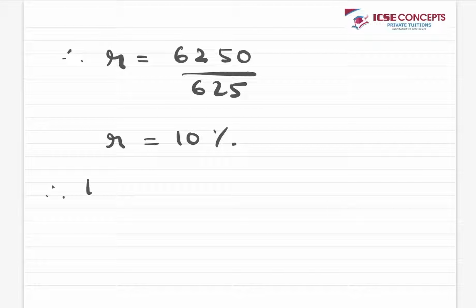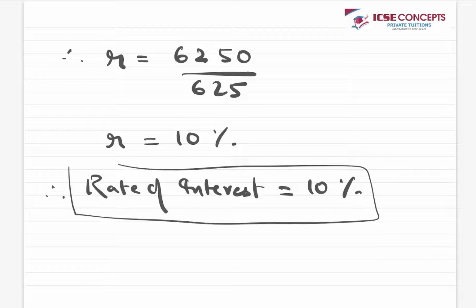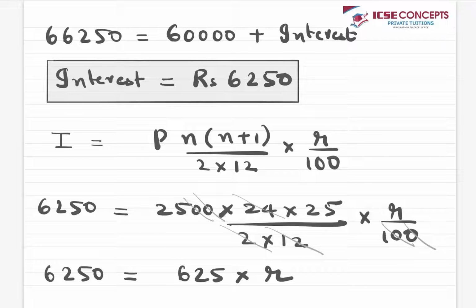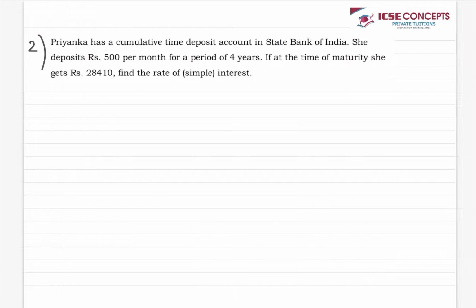So you can say therefore the rate of interest paid by the bank is 10%, right? So the rate of interest is 10% and the interest paid by the bank was rupees 6250. These are the two answers. 6250 is the interest and rate of interest is 10%. Clear to all? Let's solve the next question.